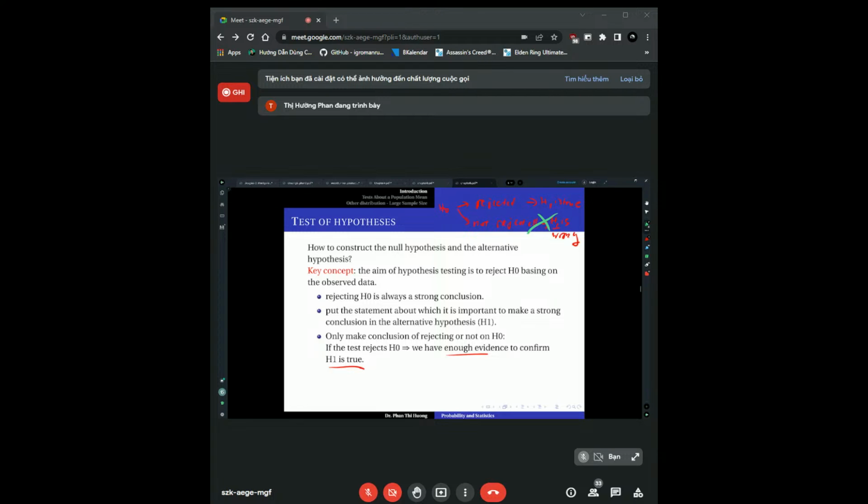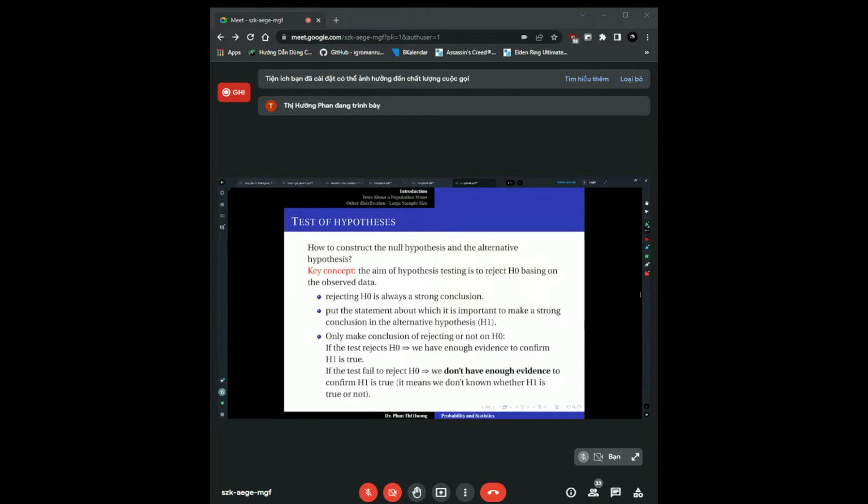Because pay attention that we only said that rejecting H0 is always a strong conclusion. Because in the whole procedure, we collect the information to support these conclusions. So how about if we fail to reject H0? If unluckily at the end, we fail to reject H0, what is the conclusion on H1? Nothing. We don't know.